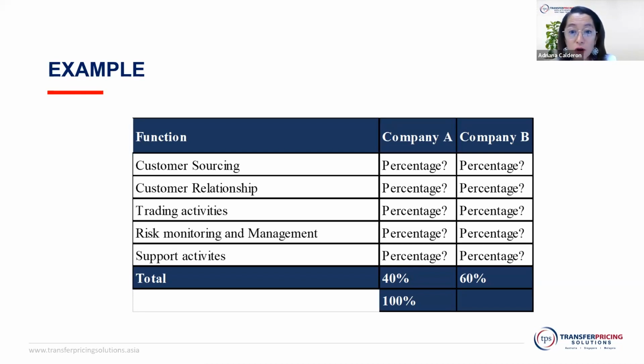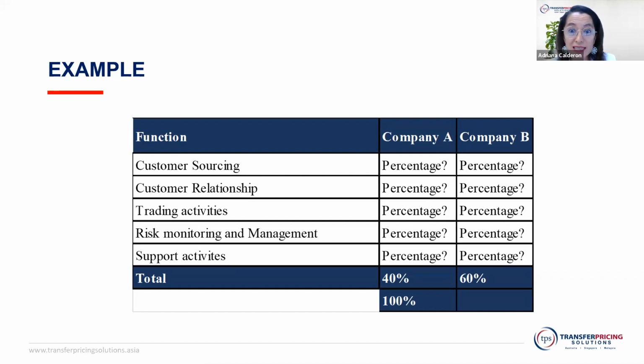So what I really need to come back to is to say that customer sourcing, customer relationship, trading activities, risk monitoring, and support activities, maybe taking out support activities, they all bear a risk in the business. And that's how I will come about it, that the four activities have a risk in the business. And that risk is being managed and executed by both company A and B. And because of that, I cannot separate the risk. Right. That's how I will go about it. But I get your point.